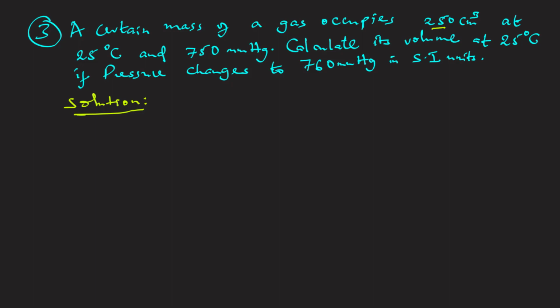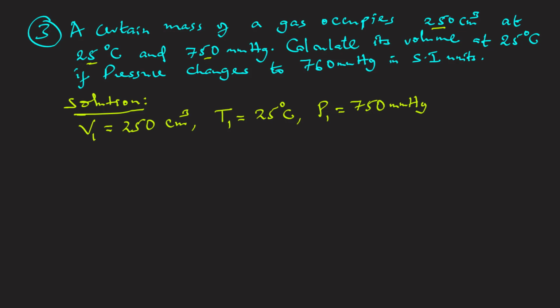Let's read through as we extract the values. A certain mass of a gas occupies 250 cubic centimeters. That becomes our V1, 250 cubic centimeters. Write it down. At a temperature of 25 degrees Celsius, that is T1, and 750 millimeters of mercury, that becomes our P1. Calculate its volume, that is our V2, so we are searching for it.